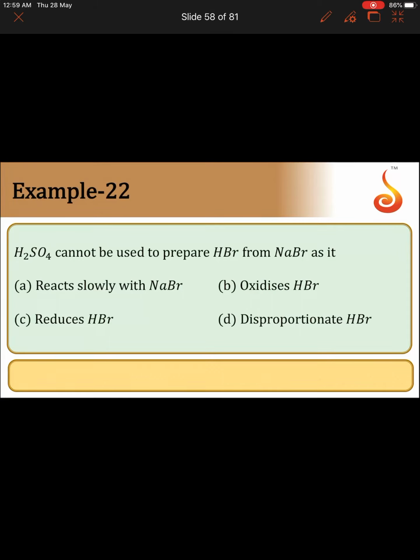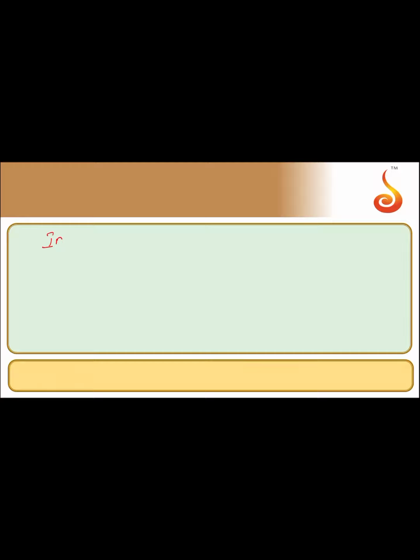H2SO4 cannot be used to prepare HBr from NaBr as it... Here, in case of bromides and iodides, the halogen acid first liberated, means NaBr plus H2SO4 gives rise to NaHSO4 plus HBr.